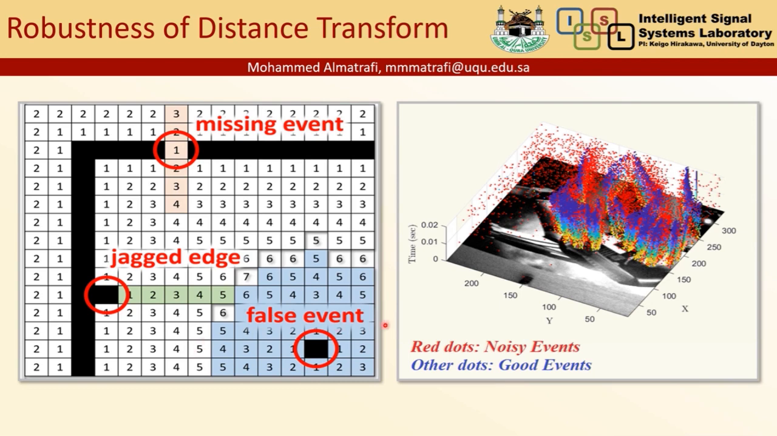In our paper, we have presented our denoising algorithm in detail, and we have shown that our denoising algorithm improves the performance of all DFS optical flow methods, including ours. And here we show an example of our denoising algorithm, which filters out the red dots corresponding to noise and keeps the other dots corresponding to valid events.